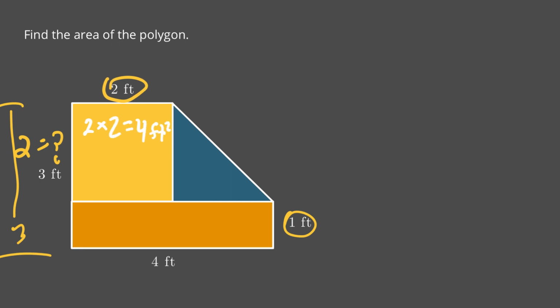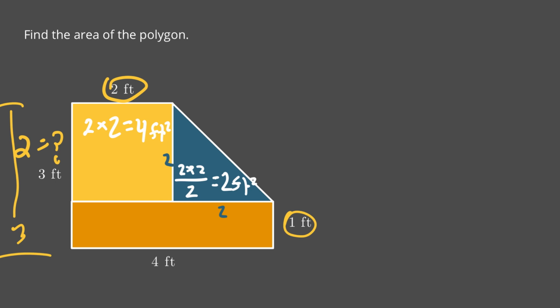Okay, now looking at the triangle, we know from the previous problem that the base and the height of the triangle are 2 feet and 2 feet, and we can find the area of that. So 2 times 2 is 4, divided by 2 gives us 2. So we'll write 2 times 2 divided by 2, giving you 2 feet squared for the area of the triangle.